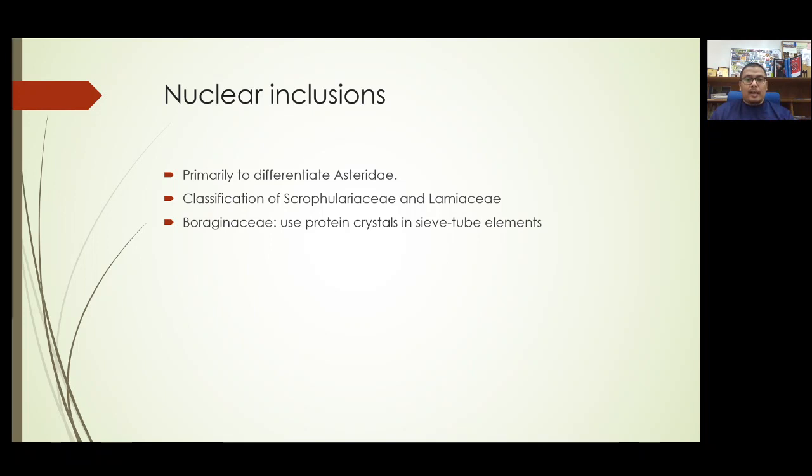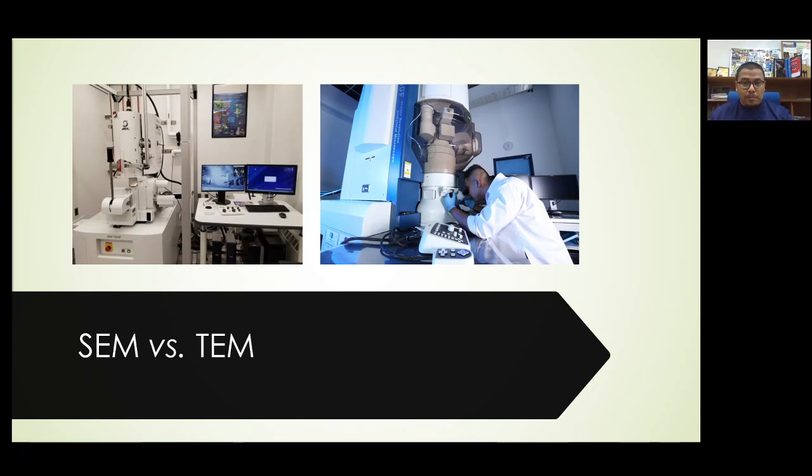Nuclear inclusion is another form of protein crystals that occur in the phloem and ray parenchyma, primarily in the families of Asteridae. Five types of crystal have been differentiated. Structural differences are significant for classification within the Scrophulariaceae and Lamiaceae, and also in the Boraginaceae. Protein crystals in sieve tube elements have also been reported and may prove useful. In conclusion, electron microscopy can be the tool to provide further information on microscopic structure for plant classification. The usage of SEM for micromorphology and TEM for ultrastructure will provide in-depth analysis for plant taxonomy.